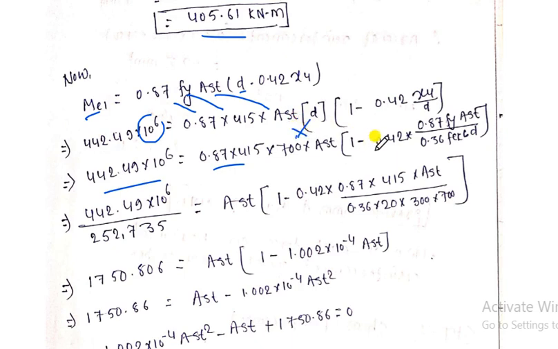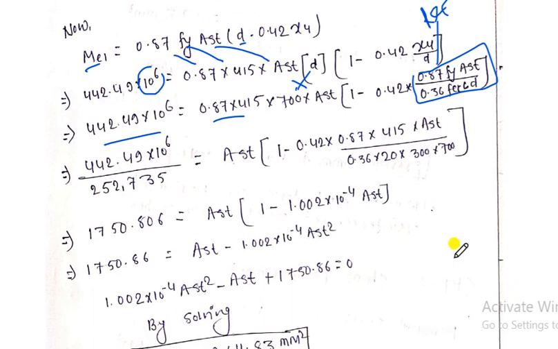And 1 minus 0.42, and the Xu formula given for rectangular sections is 0.87 Fy Ast over 0.36 fck b d. This is the formula for Xu, that is the neutral axis, for rectangular sections. So we just need to substitute all these values and calculate the Ast value. Multiplying these, I have taken it out here.